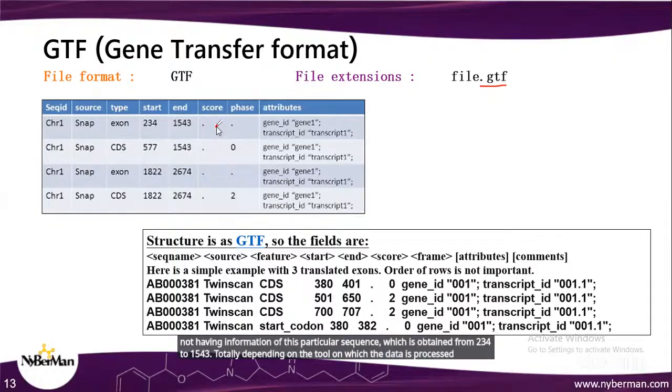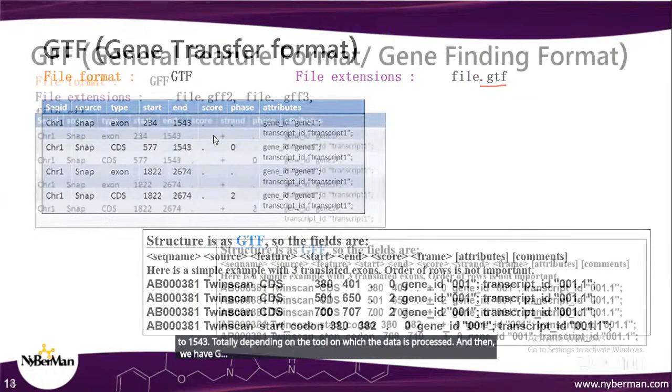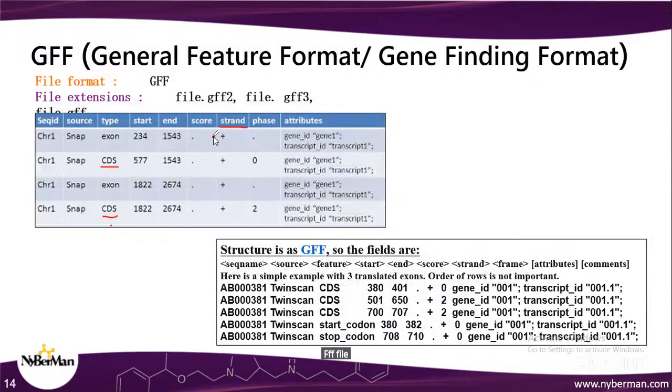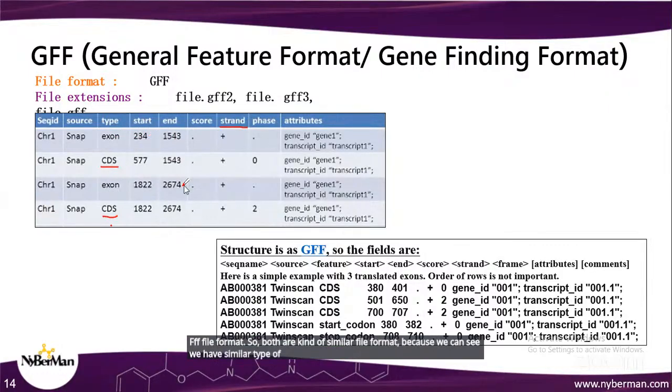And then we have the GFF file format. Both are kind of similar file formats, because we can see we have a similar type of information in all the columns. One additional thing that we have in the GFF file is strand information. In GTF we didn't have the strand column, but in GFF we have the strand column, and sometimes strand information is important.